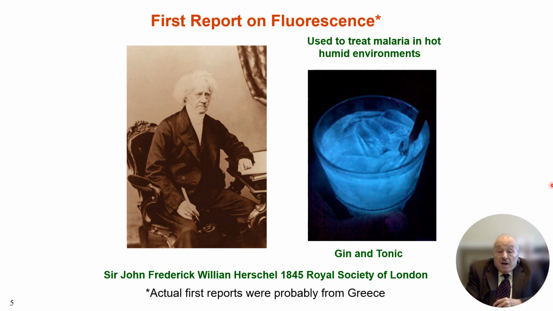And quinine, they say, was discovered by Sir Frederick William Herschel of the Royal Society of London. He noticed a blue glow coming from an extract from a type of tree, and he had no idea where the blue glow was coming from. He simply noted it occurred. Of course, the Brits said this is the first time that fluorescence was observed, but I'm sure if you went back far enough into the Greek literature, you could find examples where the Greeks have reported fluorescence.